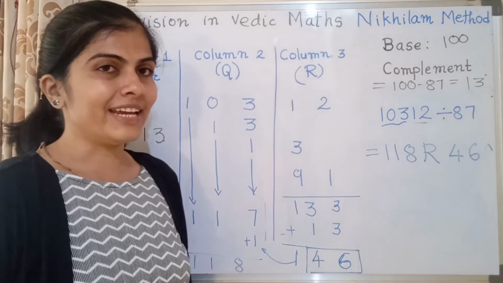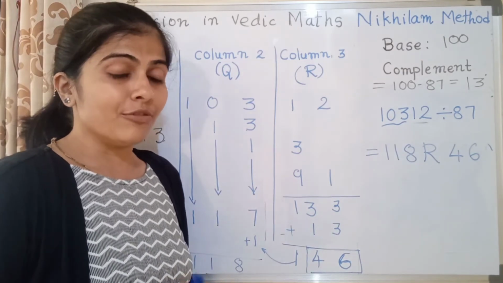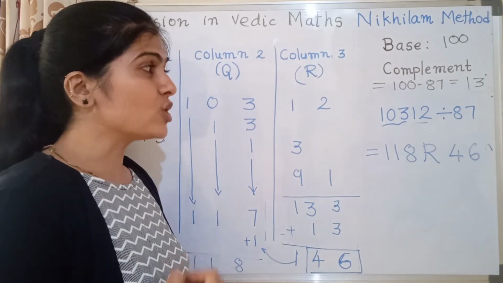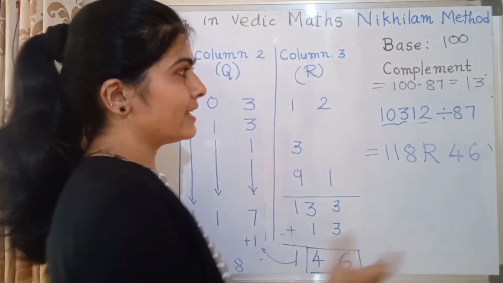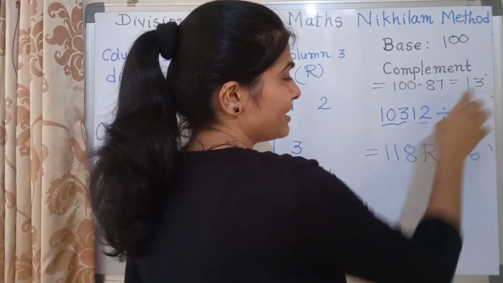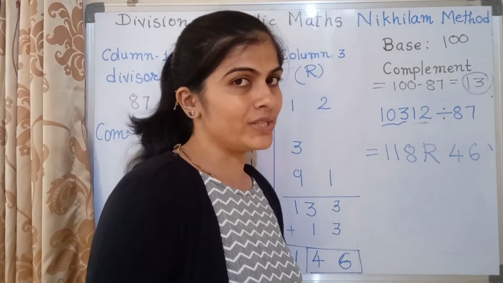Friends, you can check it with the conventional method and you can compare that. But the one and most important thing that you should keep in mind is all about zeros. Like here, what is the base? Base is 100 and 87. So how many digits are there? There are 2 digits, right?